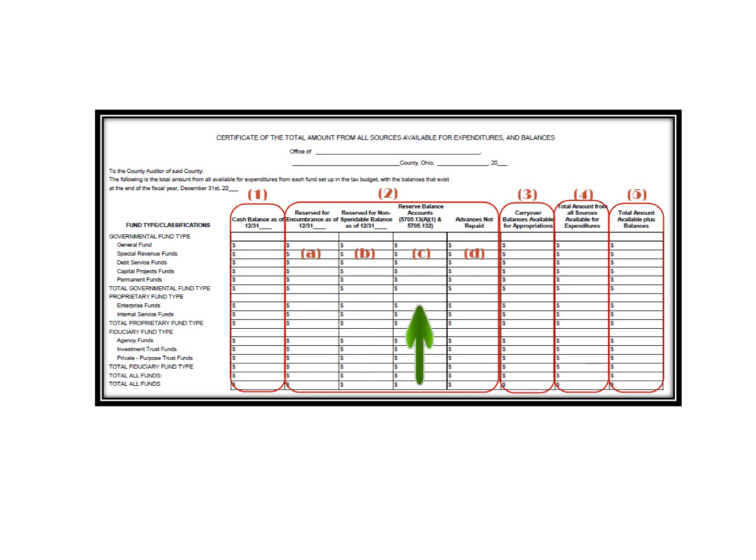Column C is for reserve balance accounts. So if you have a reserve balance account established under the Ohio Revised Code, the amount is entered in this column. Reserve balance accounts reduce a fund's resources available.